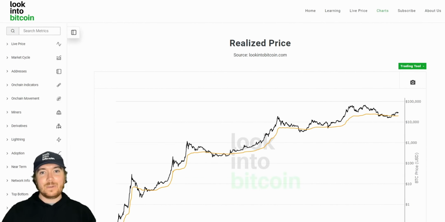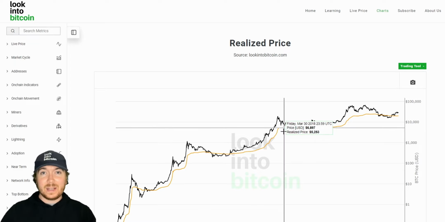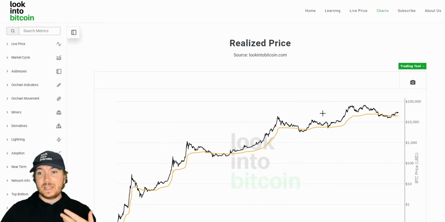We'll also take into account the realized price, a very prominent and important metric in the Bitcoin space. This is taking into account the average transactional value of each coin on the network, aggregating that, dividing it by the circulating supply, and we get the realized price, which many will refer to as the fair value of Bitcoin by taking into account the average probably purchasing price or sale price of each Bitcoin on the network.